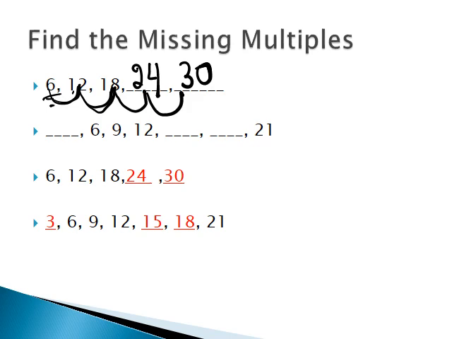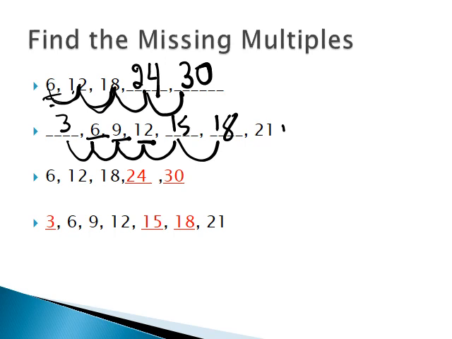Okay, so what about the second one? Observe, then complete the missing multiples. 6, 9, 12. Oh, so here we should write the multiples of 3. 3, 6, 9, 12. Skip count by 3. 15, 18. So here we have multiples of 3 and multiples of 6.